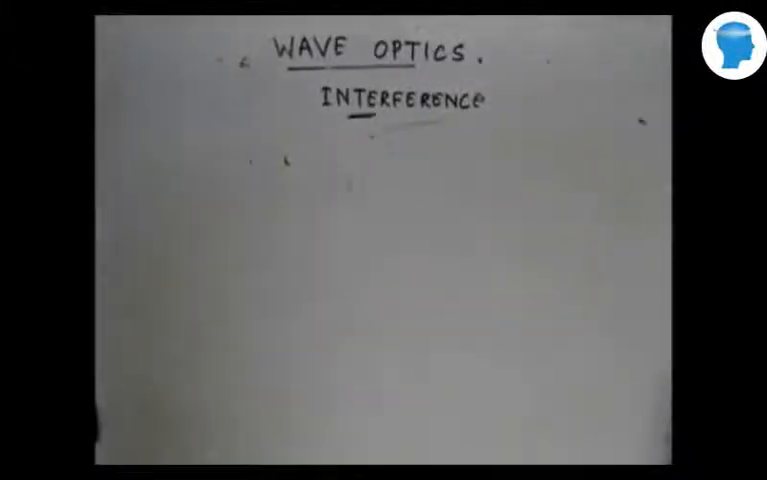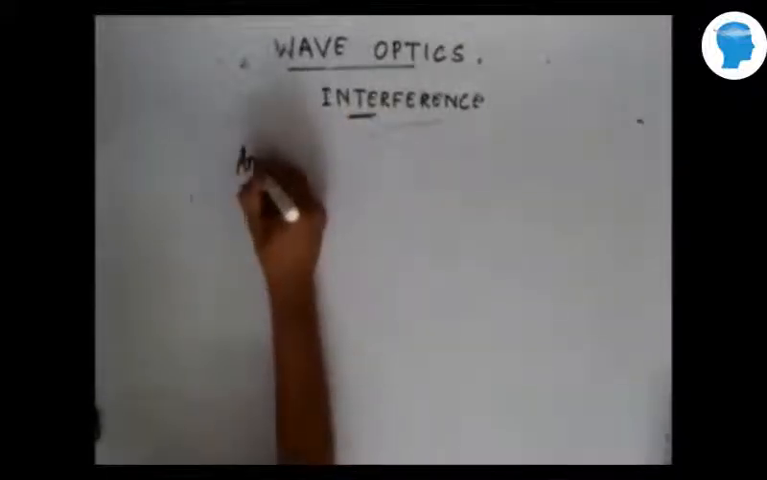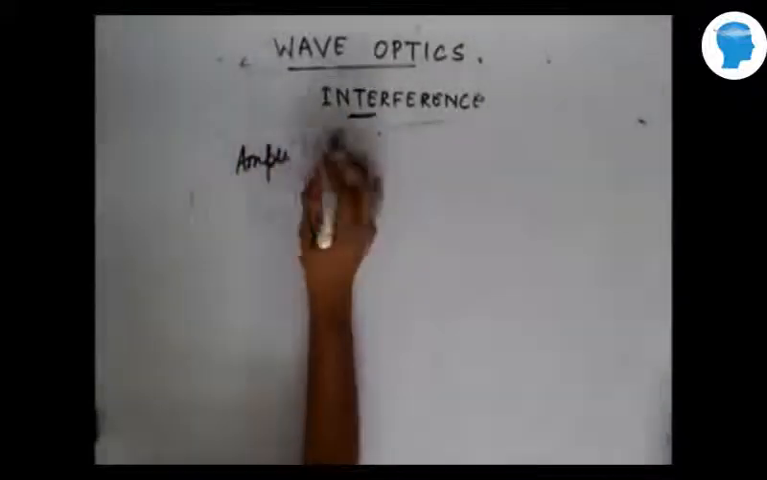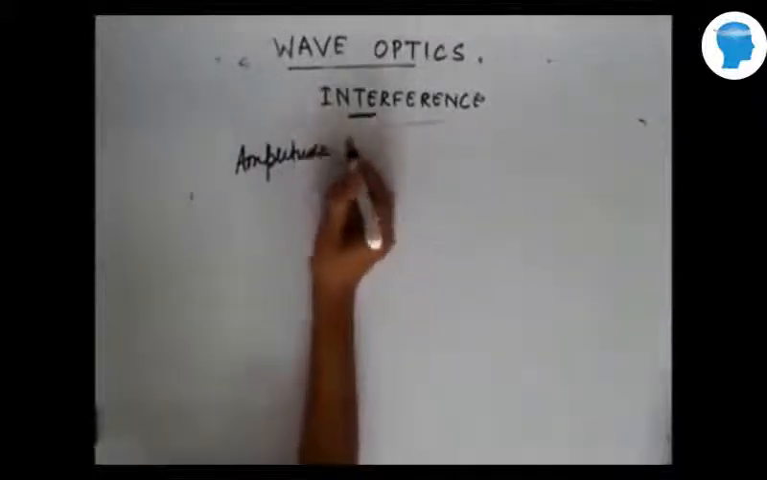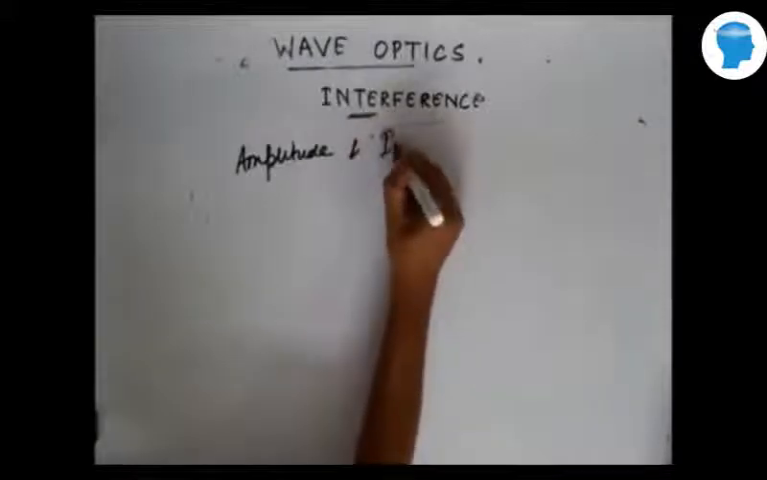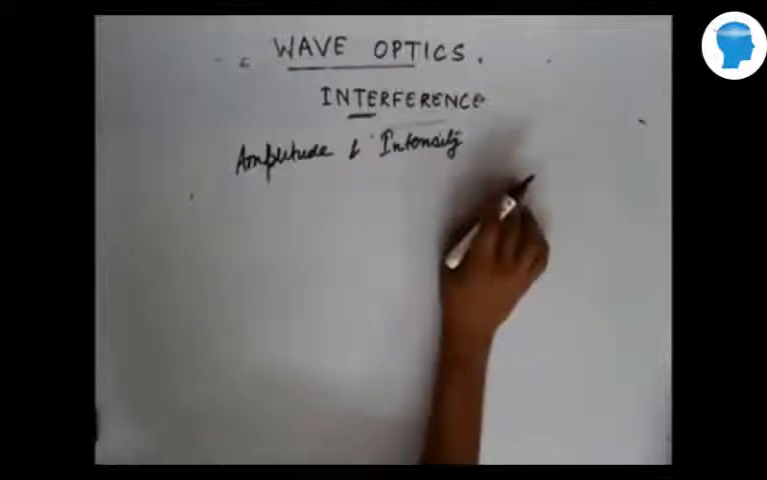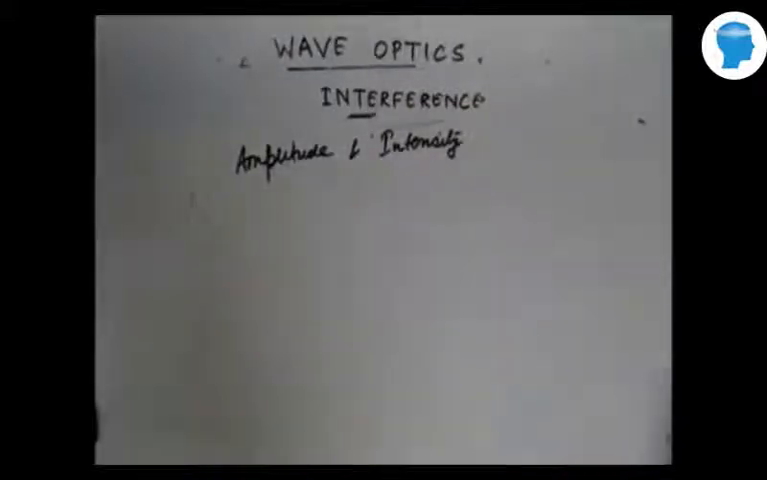Now, we already discussed the amplitude and intensity of waves in our chapter on waves. So let's see what the amplitude and intensity of the dark and light fringes are. We'll discuss something about amplitude and intensity. In this section, we'll also understand why we don't get an interference pattern in the case of incoherent sources.